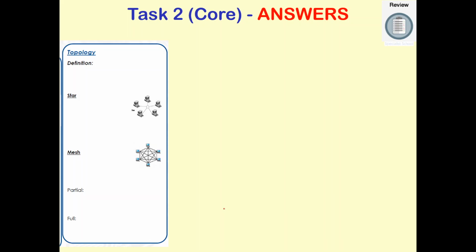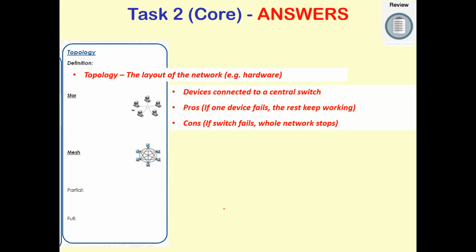Okay, so this is what you should have. Topology: the layout of the network, of hardware in the network. Star: devices connected to a central switch. Pros: if one device fails, the rest of the network is fine. Cons: if the switch fails, the whole network stops.